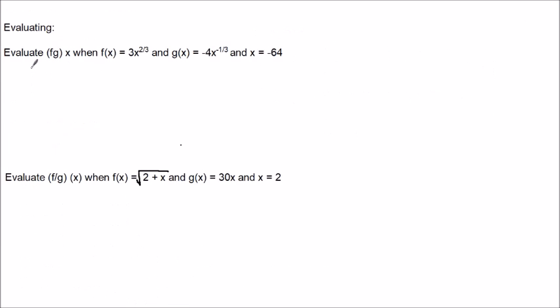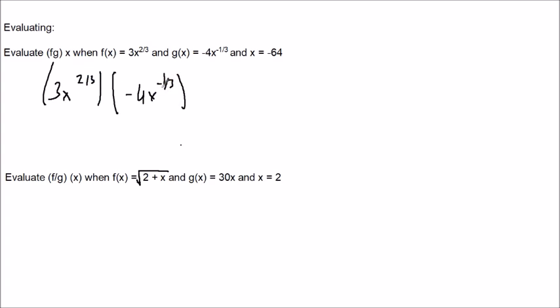Next, evaluate fg of x if f of x is this, g of x is this, and x is this. So first of all, we can either plug it in and then evaluate it, or we can just do the operation with the function first, then plug it in to evaluate it. So that's what I'm gonna do. I'm gonna do the operation first. So fg of x is these two multiplied together. We're gonna multiply that by that.